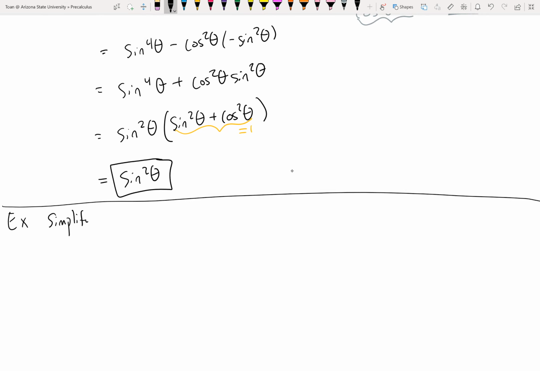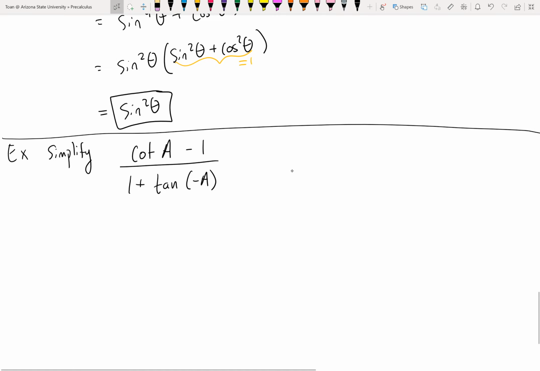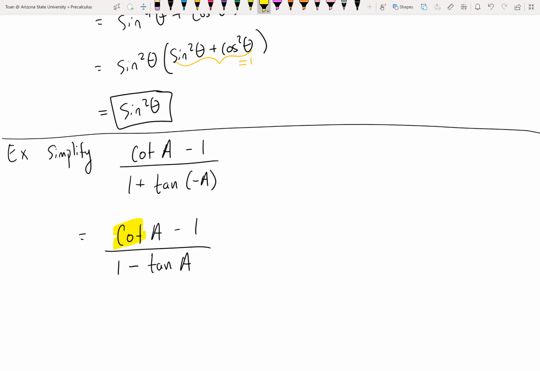Suppose I wanted to simplify, I don't know, cotangent of a minus 1 over 1 plus tangent of negative a. Right? Well, the first thing I notice is I have a negative angle. So let's just take care of that quickly with the even-odd identity. I know that the tangent of a negative is the negative of the tangent. So next, I notice I'm dealing with reciprocals. One is cotangent and the other is tangent. So I know I can flip one of them. It really doesn't matter which one we flip.